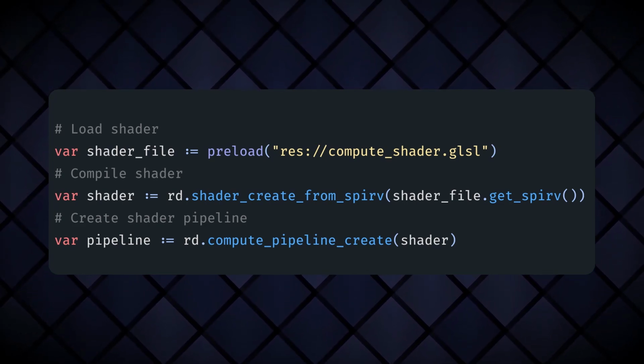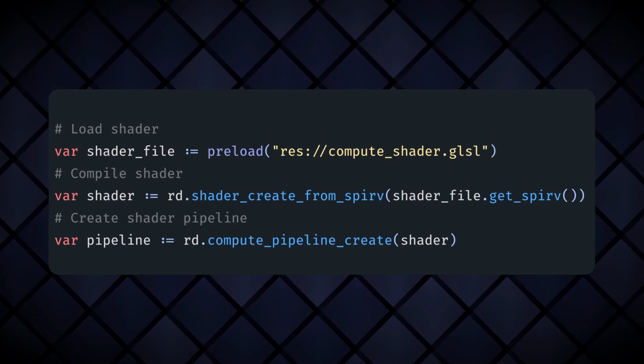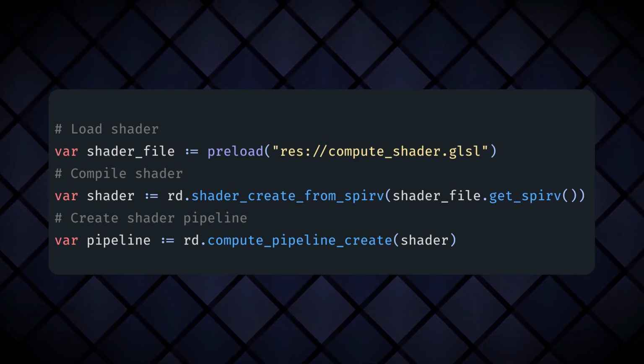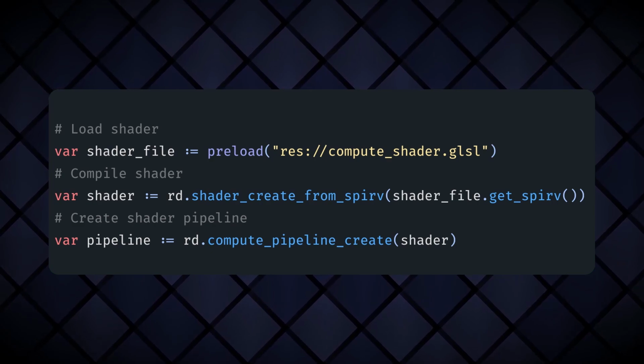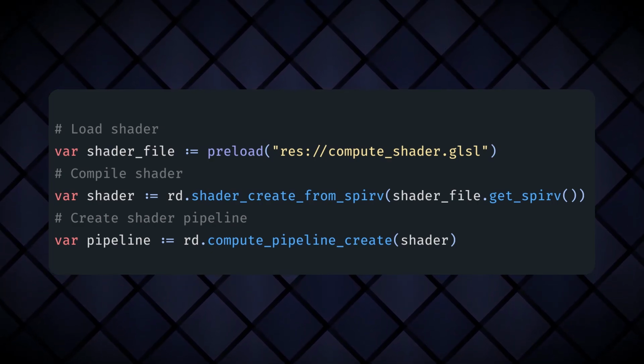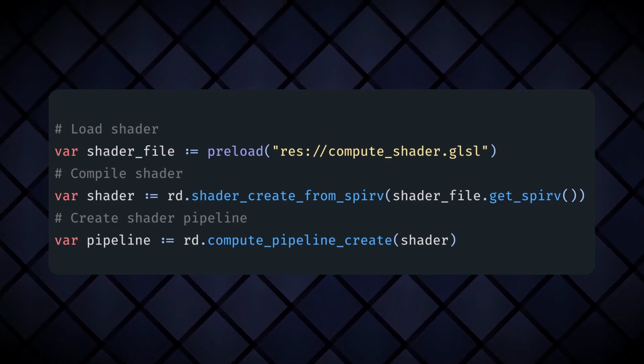To create a shader RID, we then need to call rd.shader_create_from_spirv and pass in our shader file's get_spirv. From this shader, we can then create a compute pipeline by calling compute_pipeline_create. You don't have to know exactly what a compute pipeline represents, it's just something we'll have to pass to a function later on, so make sure you have it.